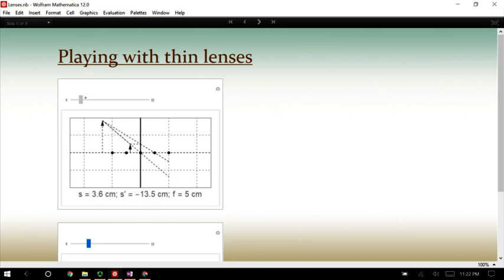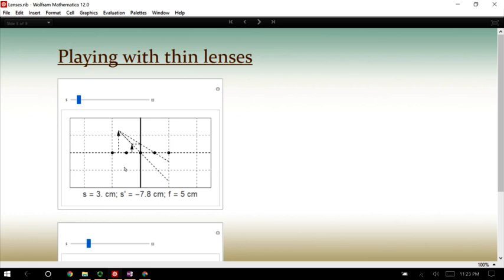And then as I bring it closer further, you can now see that the image has come to the same side as the object. So you see that the image distance is now negative. The object distance is still positive, but the image distance is negative. This is telling you that the magnification is now going to be positive and larger than 1, right? Because negative s prime over s is now greater than 1, or greater than 0 for sure, but also greater than 1 because negative s prime is greater than s, right?